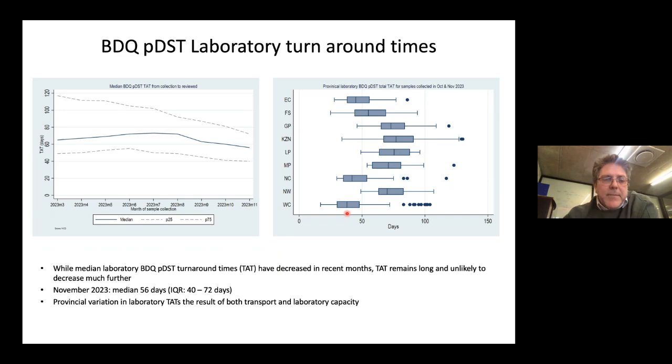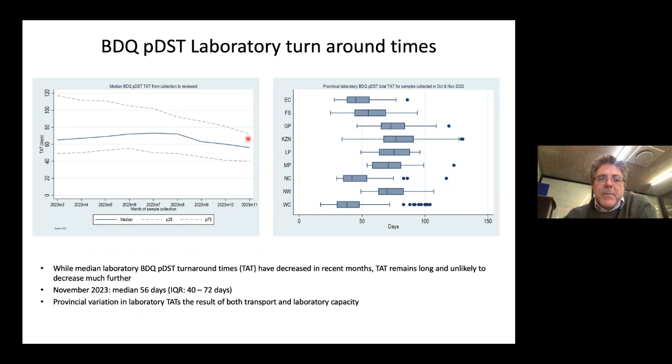Turning quickly to turnaround times, to explain why we had to right censor these data. What you can see is the data for South Africa from March 2023. That is the median and interquartile range of the total bedaquiline PDST turnaround time from collection until the results were reviewed. And what we can see is while there's been a decline somewhat in more recent months leading up to November 2023, we remember we had to right censor this data because of the long turnaround time that we've got, taking up to 60 days or 56 days in November, the median turnaround time nationally, interquartile range 40 to 72 days.